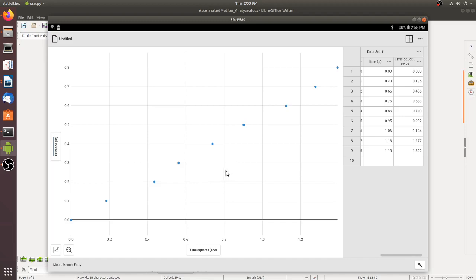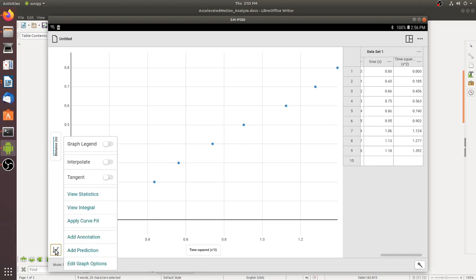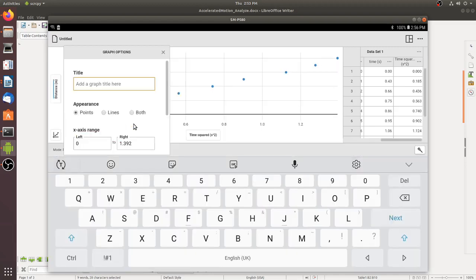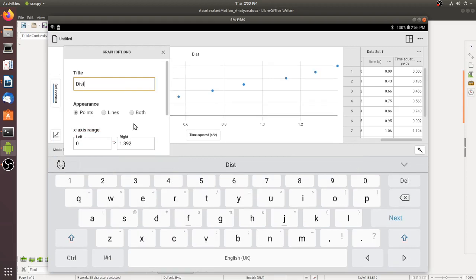So now I want to get a best fit for this. I believe that was with this little thing down here. Let's look at graph options first. I want to put a title. All my graphs have to have titles. You can title it just after your name if you want. I'm going to call this distance versus time raised to the second power.